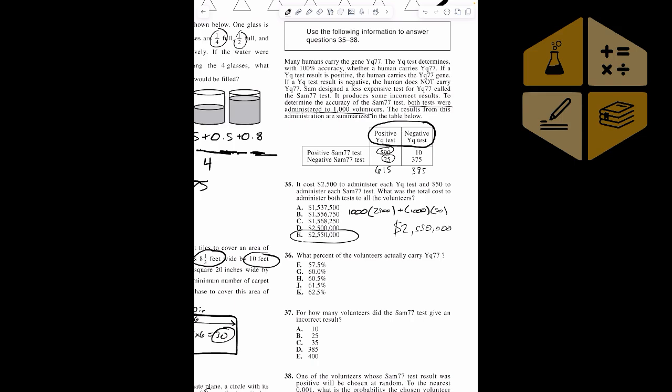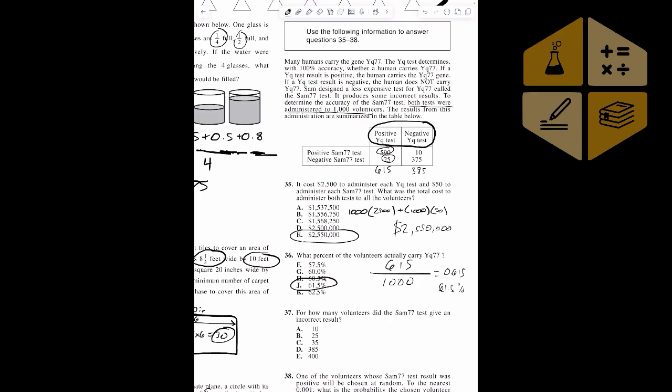So what percent of them actually carry this? Well, that would be the number who carry it, which is 615, divided by the total number tested, which we know is 1,000. So if you put that in your calculator or you just kind of think about it, you're going to see that this little fraction is going to be 0.615, which is 61.5%. And that's how number 36 is J, 61.5%.